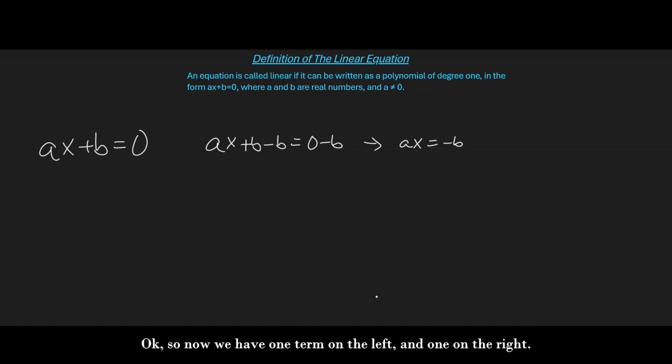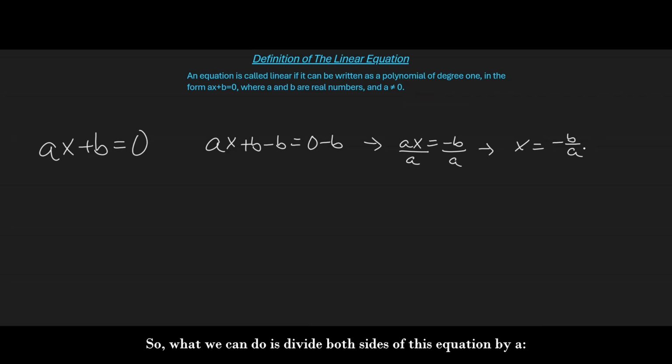Okay, so now we have one term on the left and one on the right. We still need to get x by itself. So what we can do is divide both sides of this equation by a. Ax divided by a equals negative b divided by a. This becomes x equals negative b divided by a.